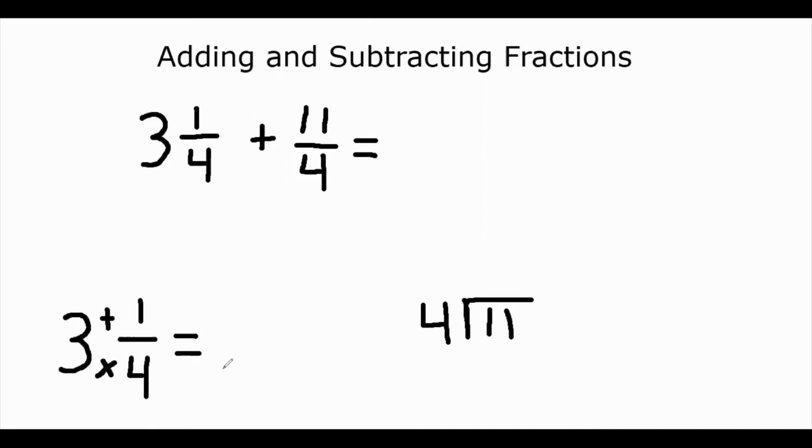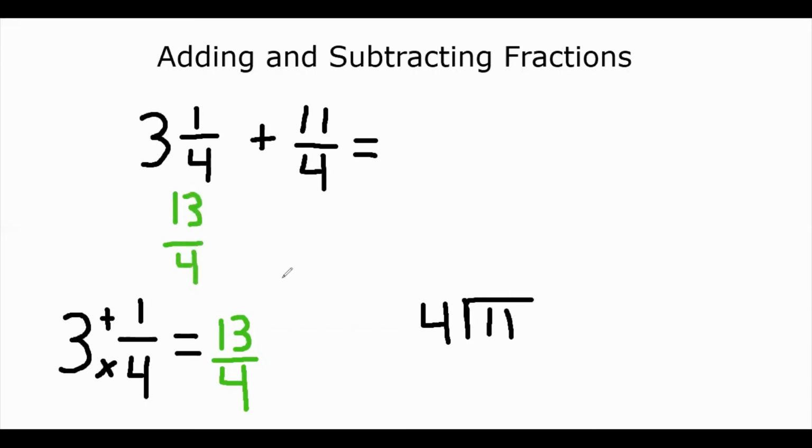So the denominator stays the same, which is going to be 4. And then you're going to multiply the denominator to the whole number. So we're going to be multiplying 4 to 3. That gives us 12. Then you take the product and add it to the numerator, which is 1. So 12 plus 1 is 13. So that means that if we were going to write this as an improper fraction, it would be 13 over 4.